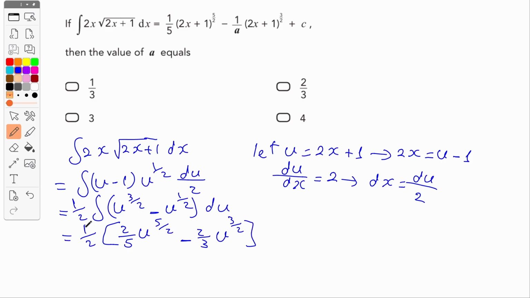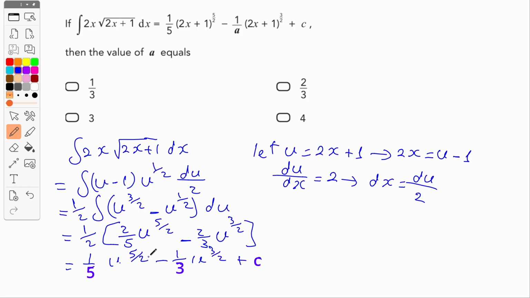Okay, now let's expand the bracket by multiplying a half by each term inside the bracket. Half times 2 over 5, 2 and 2 will be cancelled, so it will be 1 over 5 u power of 5 over 2, minus, multiply half by 3 over 2, cancel 2 with 2, so it will be a third u power of 3 over 2, then plus c.